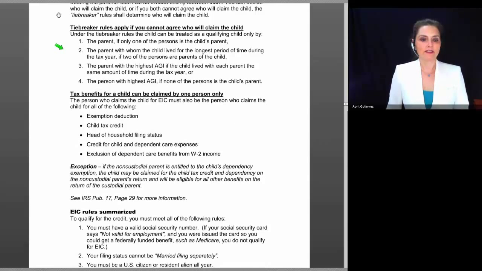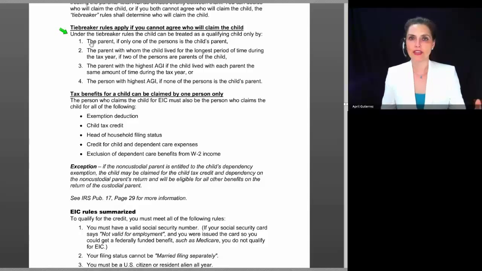So let's take a look at the tiebreaker rules. The tiebreaker rules apply if you cannot agree on who will claim the child. And the IRS essentially applies the tiebreaker rules if two people file tax returns claiming the same child, and then there's a fight going on. The IRS sends out letters saying, you claimed this child, you also claimed the same child, only one of you can claim the child. Can you sort it out between you? If the answer is no and you're both fighting over it, the IRS is going to apply the tiebreaker rules to decide who can do it.